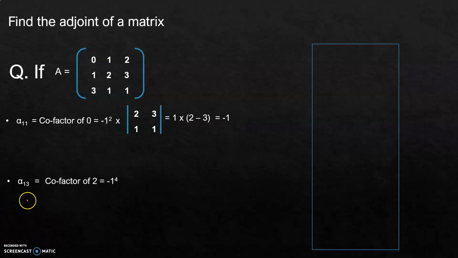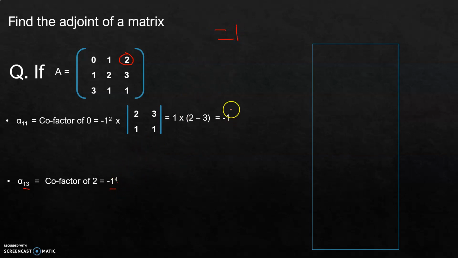Then, for example, once again, the cofactor of 1, 3. First row and the third column, this element. If you want to find the cofactor of this element, it will be minus 1 whole raised to 4 into the minor. How did we get 4? The 4 is the total of 1 plus 3, first row and the third column, the number of row plus the number of column. 1 plus 3 is equal to 4. So minus 1 whole raised to 4 is equal to 1.